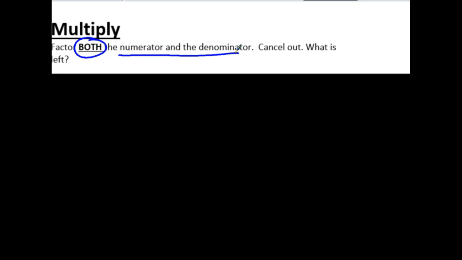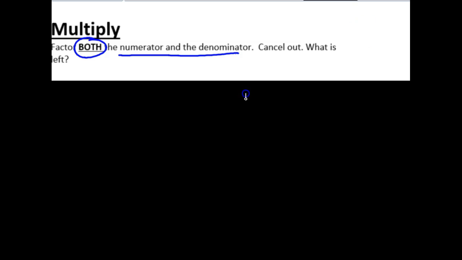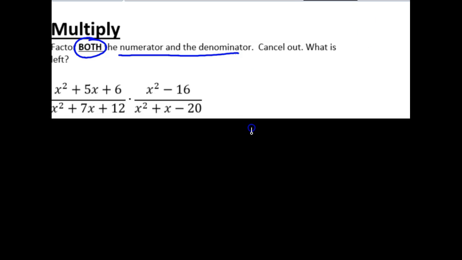On adding and subtracting, you don't factor both. That's what some people did, and then they couldn't combine like terms, and then they couldn't get the right answer. So it's on multiply and divide that you factor both. So when you have a problem like this, we've gotten pretty good at factoring trinomials, finding the factors of 6 that add up to 5, finding the factors of 12 that add up to 7.